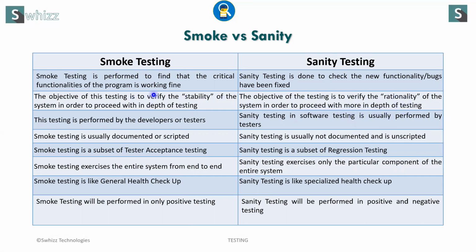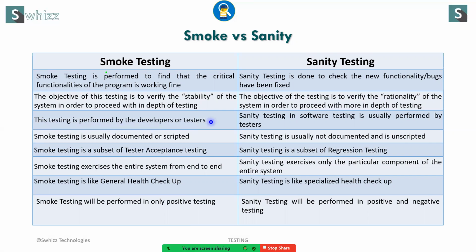The objective of sanity testing is to verify the rationality of the system in order to proceed with more in-depth testing. Here, stability means whether the particular build is stable or not. Coming to sanity, roughly, is the build reaching the customer or client requirements or not? To find that, you perform sanity testing. So is this testing performed by the developers or the testers?